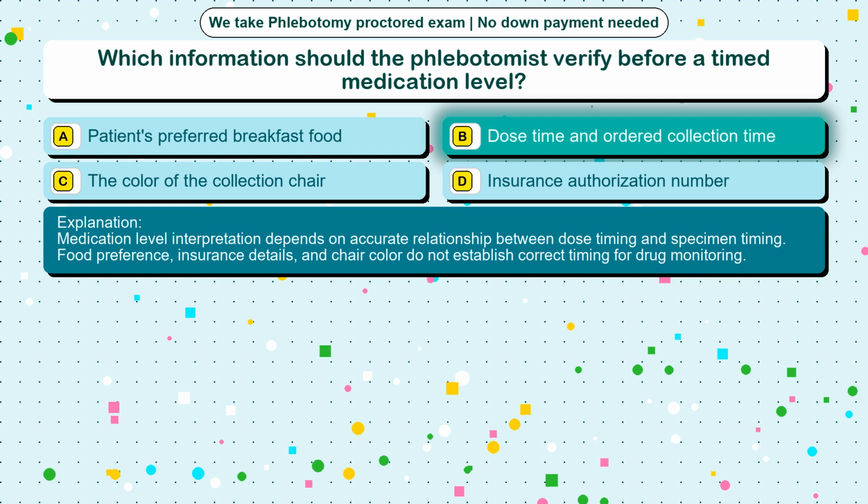Medication level interpretation depends on accurate relationship between dose timing and specimen timing. Food preference, insurance details, and chair color do not establish correct timing for drug monitoring.